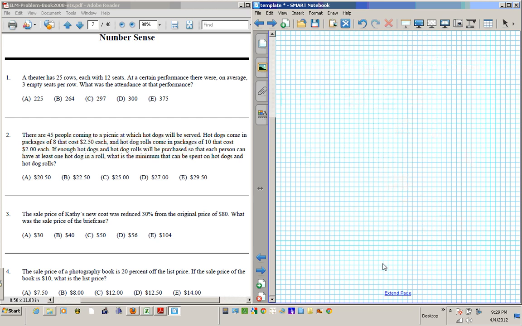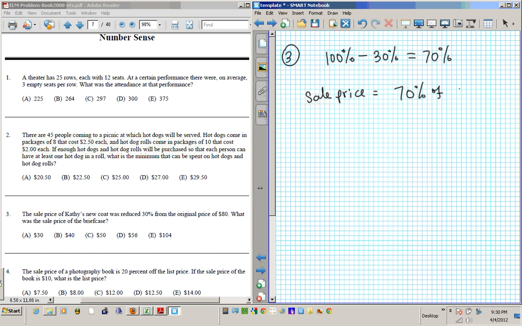Number 3 says the sale price of Kathy's new coat was reduced by 30% from the original price of 80. What was the sale price? If it's reduced by 30%, what is left? The full percentage is 100%, so 100 minus 30 is 70%. So 70% of the original price will tell me the sale price, which is 70% of $80.